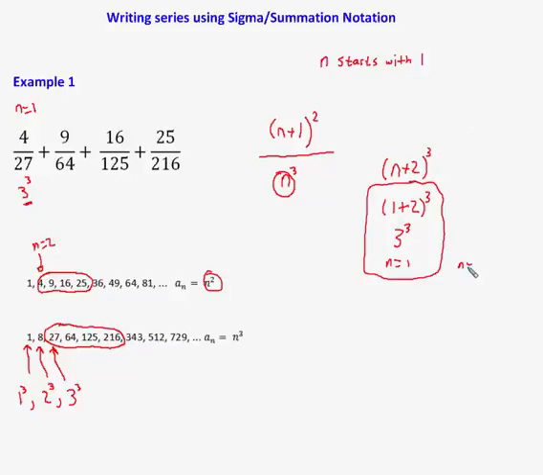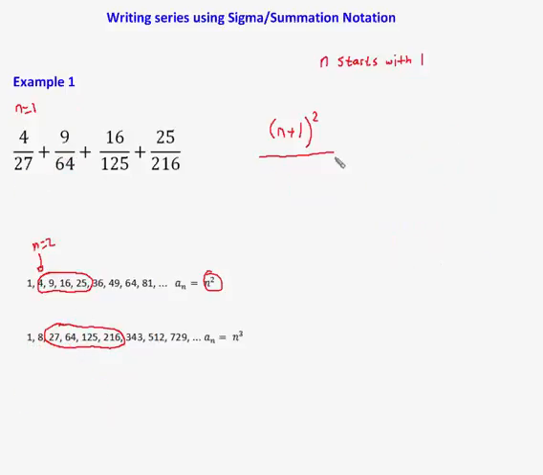To check what happens when n is 2, hopefully when n is 2, I will get out 64 because that's my second term of my series. When n is 2, replacing n with 2 here would be 2 plus 2 cubed, which is 4 cubed, which is what we want. 4 cubed is 64, and we get 64.